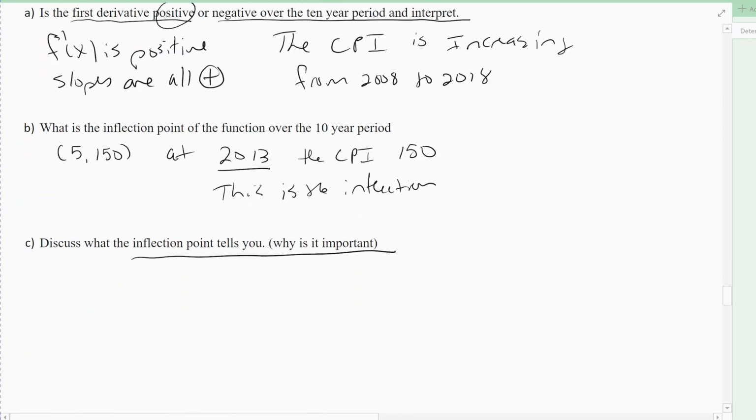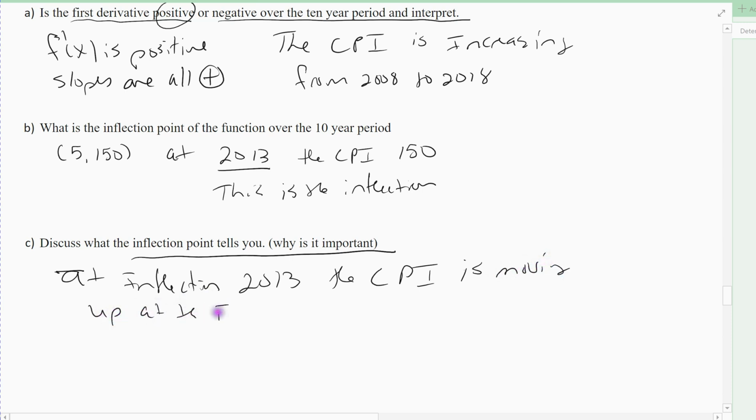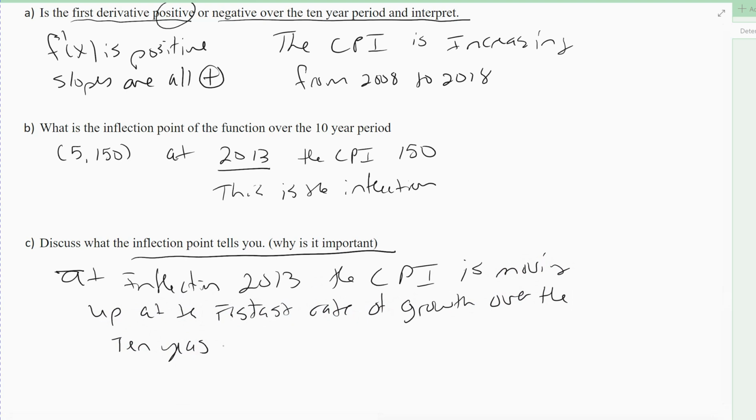So you can put that in your own words, but at the inflection point, which is the year 2013, the consumer price index is moving up at the fastest rate of growth over the 10-year period. 2013 is when it's moving the fastest. It's moving faster than it was in 2008. It's moving faster than it was in 2010. It's moving faster than it was in 2017 or 2018. 2013 is the fastest growth year.